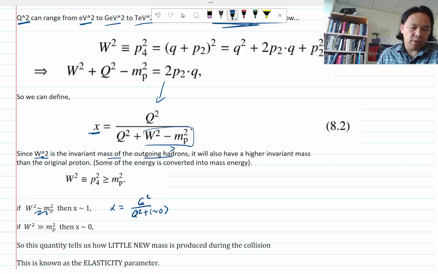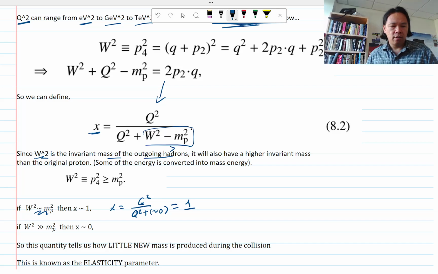Because they're so similar to each other, in this case x is just going to be approximately 1. In the case where the outgoing particle's mass is basically the mass of the proton, meaning you did not make new hadrons, we actually go back to the elastic limit, where basically the entire momentum is carried by just the proton itself. We don't have to worry about all the stuff inside, and therefore x is equal to 1.